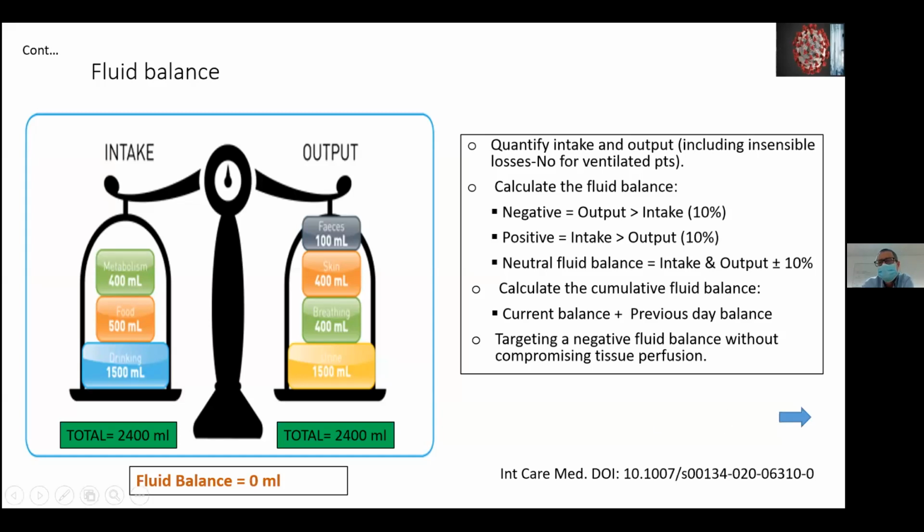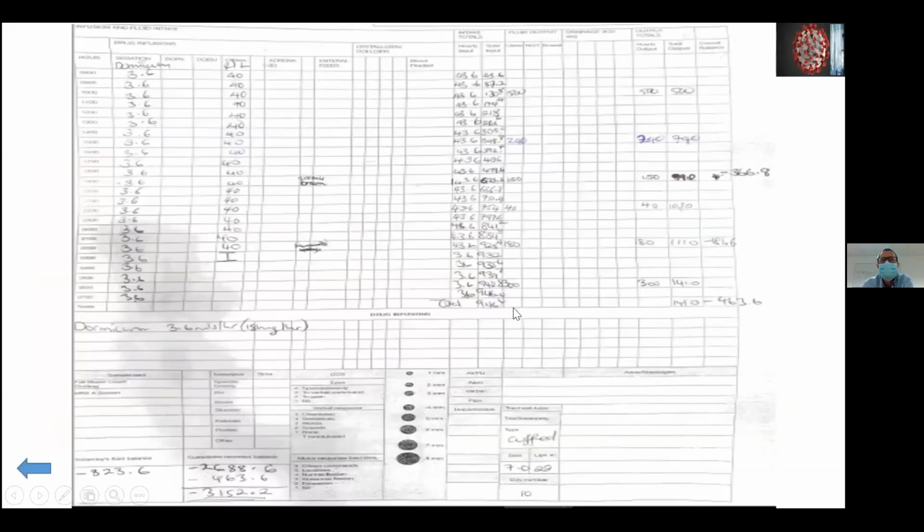If you see in this example, that is a scan of one of our charts. Here in this cell, we record all input, everything that goes into the patient, and it is added until you get, in this cell, the total input. In this case, it's 946. And then in that other part, you record everything that exits the patient. In this case, only urine, and that was 1,410. And then you will have a negative balance, in this case, of minus 463.6.